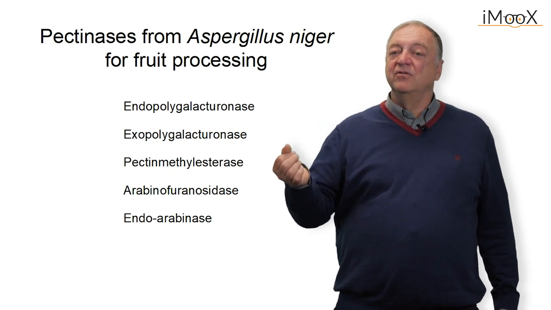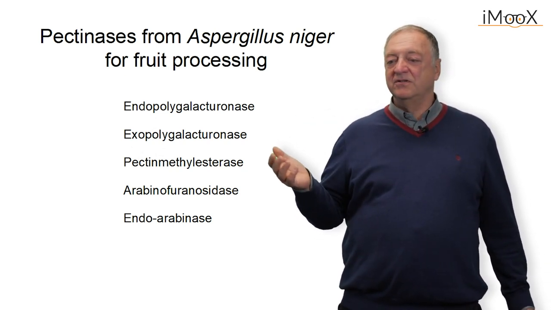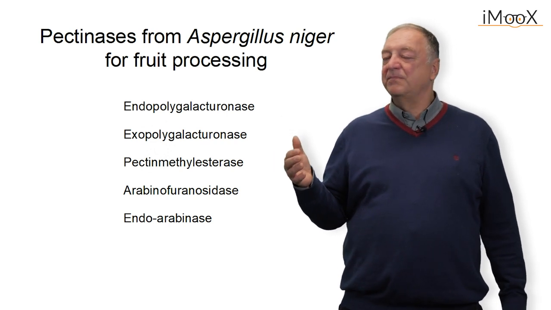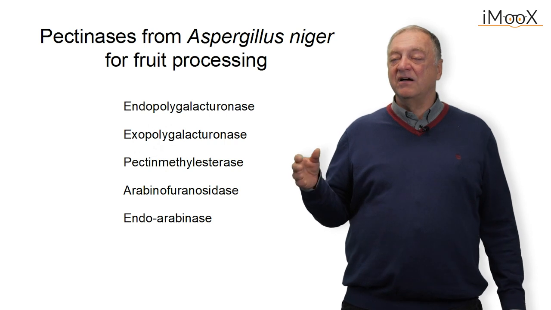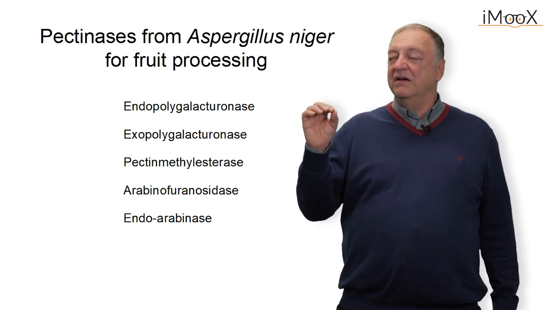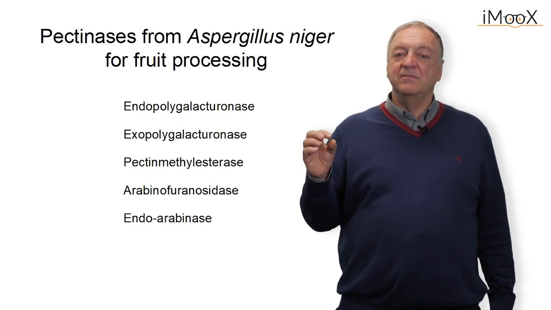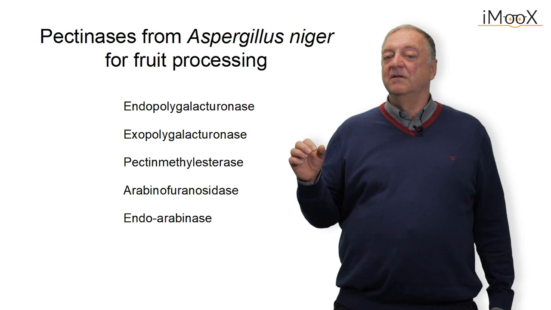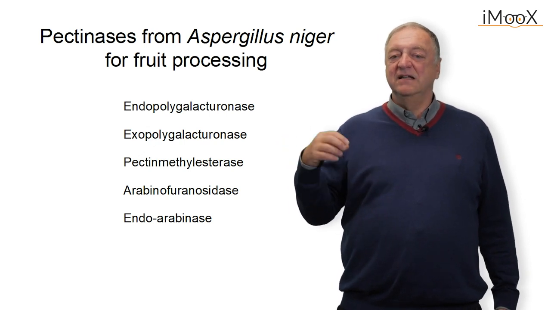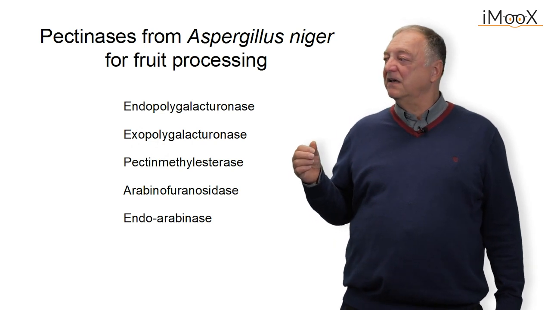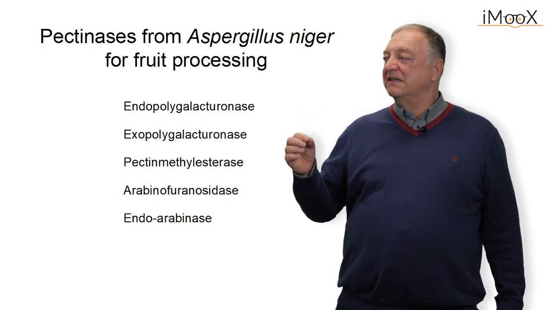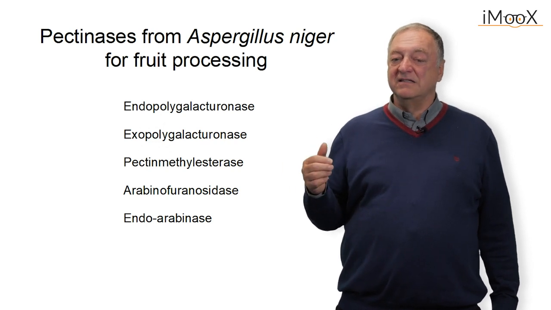Pectinases are normally produced from Aspergillus niger for fruit processing, so practically every pectinase activity is available: endo- and exopolygalacturonase, pectin methyl esterase, arabinofuranosidase, endoarabinase, and more, which can be used for processing. We have to be very careful with the methyl esterase, because it liberates methanol, and methanol is toxic. If fruit juice containing methanol is distilled, the methanol can be enriched in the product, becoming very toxic. So especially when we use these pectinases for alcohol production, we have to make sure the methanol is removed during distillation.